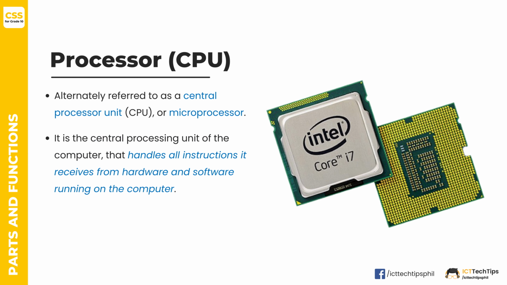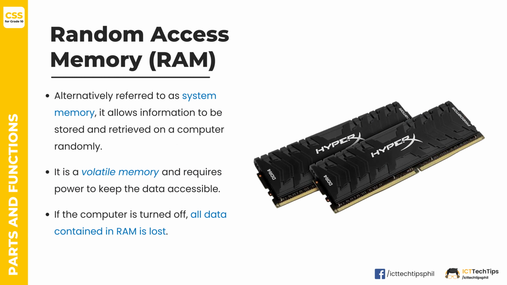Number 2. Processor or CPU, alternately referred to as a central processing unit or microprocessor. It is the central processing unit of the computer that handles all instructions it receives from hardware and software running on the computer.